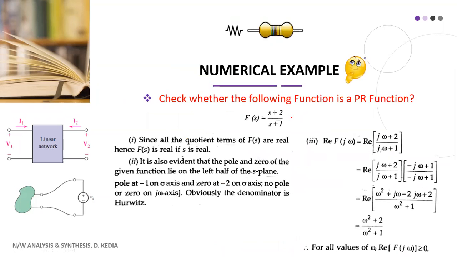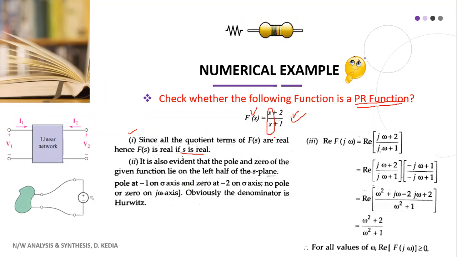So let us take one example. Here we have taken one very simple example, that is f(s) is equal to (s plus 2) divided by (s plus 1). Okay. So we have to check this function for its positive realness. We have to check whether the function is a PR function or not. So let us see. First, we have to see if s is real, then f(s) must be real. You can see if you put some real value for s, obviously f(s) will be real. First condition is satisfied.